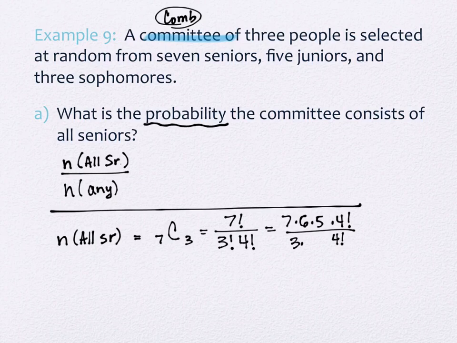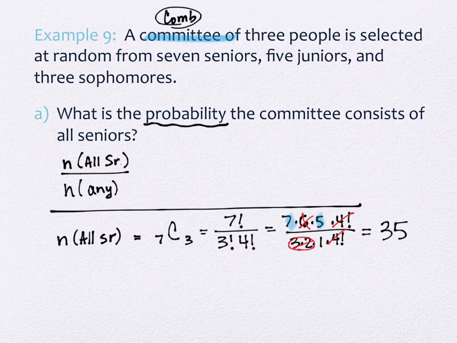I'm going to write my 3, 2, 1. So the 4's cancel. What else? Yeah, the 3 and the 2 make 6. All that leaves me with is 7 and 5. And 7 times 5 is 35. Okay, is that good? So there's 35 different committees that could be made that are all seniors.